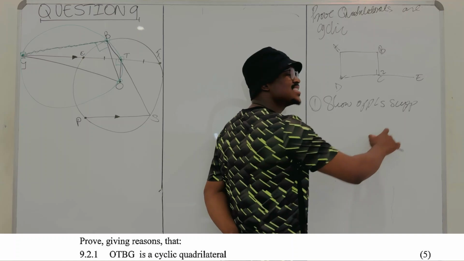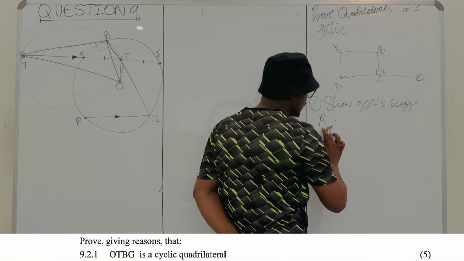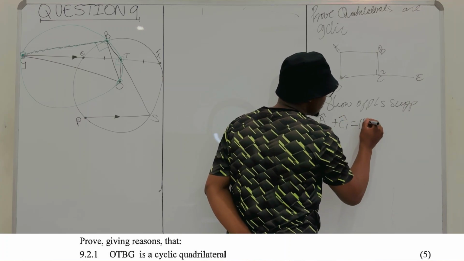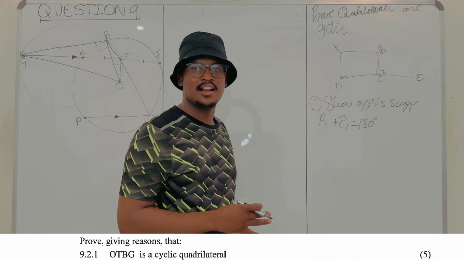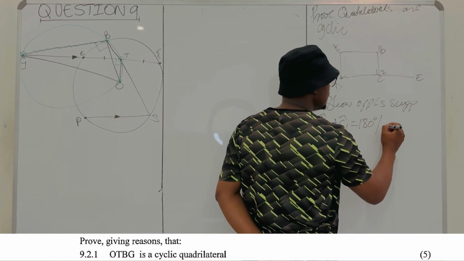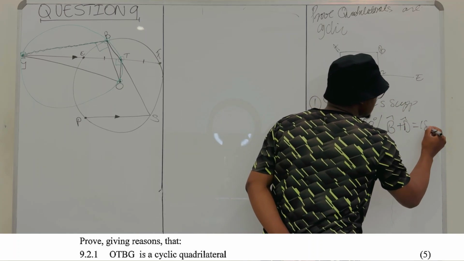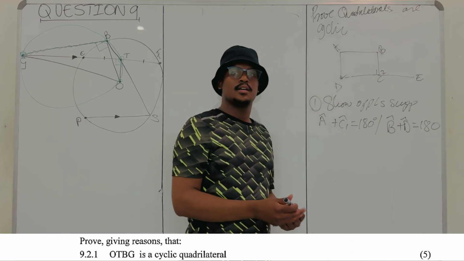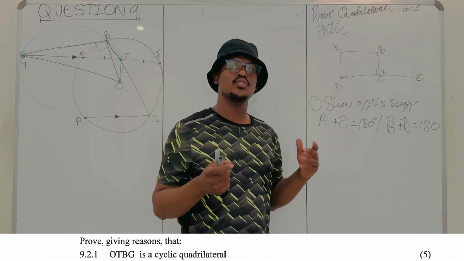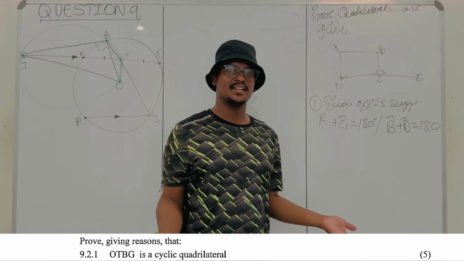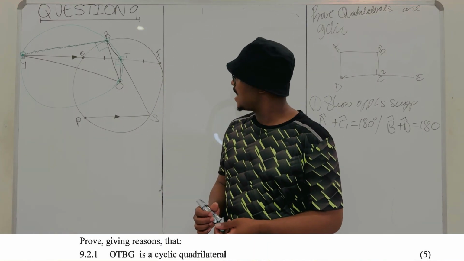What does it mean to be supplementary? It means they add up to 180 degrees. So in this case, if you say your angle A1, and you add it to your C1, they should give you 180 degrees. If you add this and this, and they give you 180 degrees, then you have a cyclic quadrilateral. Or you can say angle B and angle D add up to 180 degrees. If you can show this or show that, that should be enough. You don't have to show both of them. Showing one is enough. If you show that the opposite angles are supplementary, then you're done.